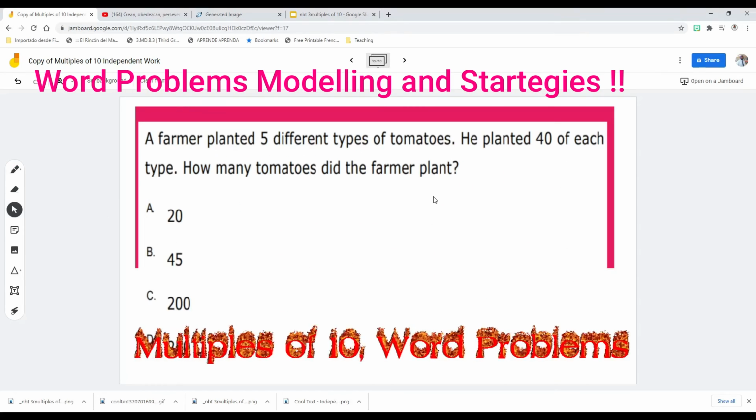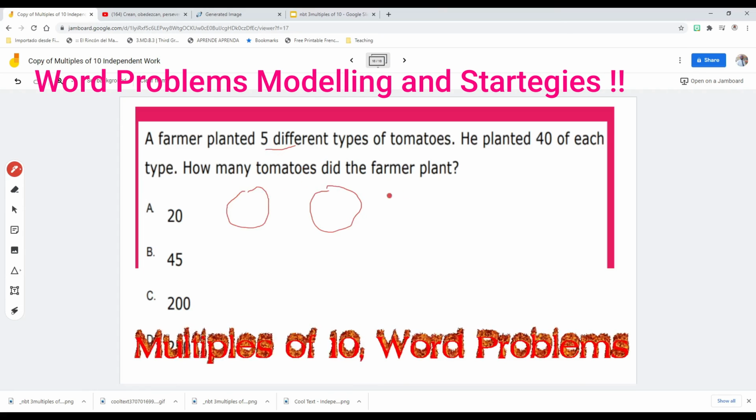Next word problem. A farmer planted 5 different types of tomatoes. He planted 40 of each type. How many tomatoes did the farmer plant? 5 different types of tomatoes. I'm very visual. I'm expecting you to be, but for me, the easy way to solve this, I'm going to represent them by circles.